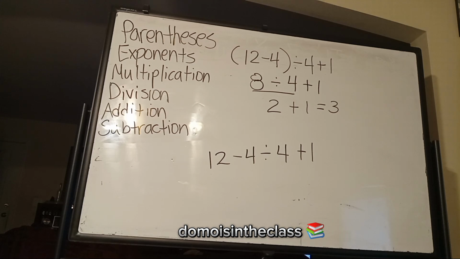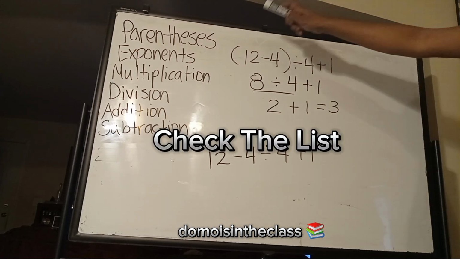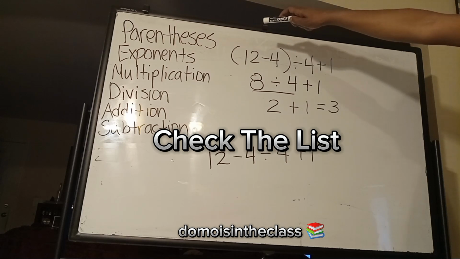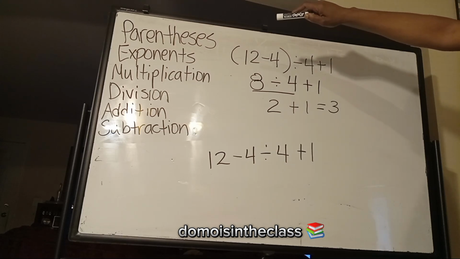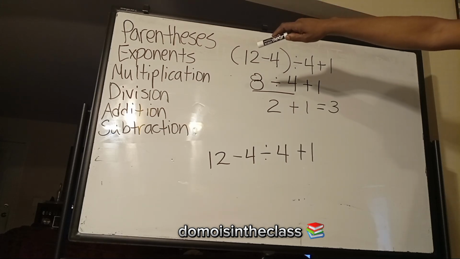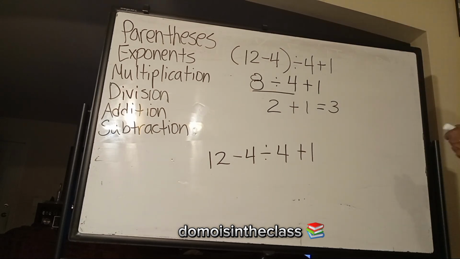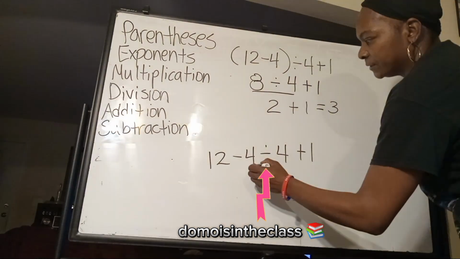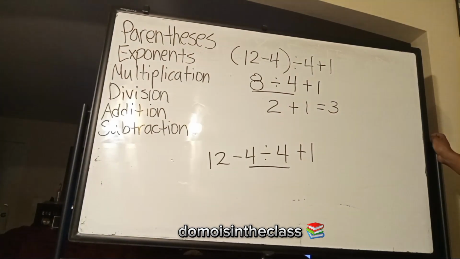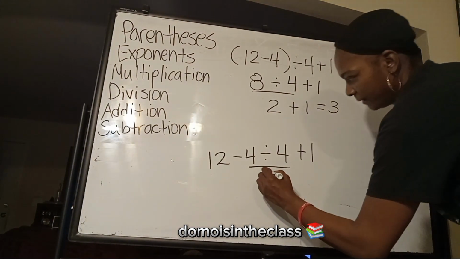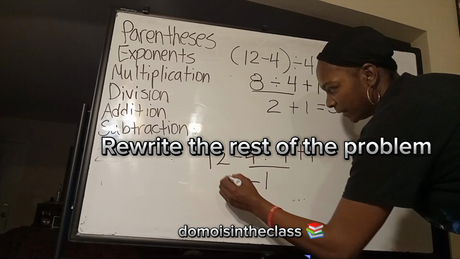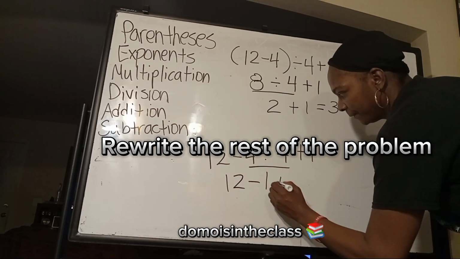All right, so we now have 12 take away 4 divided by 4 plus 1. No parentheses. So we just check our list. We don't have parentheses. We don't have exponents. We don't have multiplication. We do have division. So that's what we have to do first. So we're going to do 4 divided by 4, which is how much? 1. Exactly. 1. So we put our take away 12 in front and our plus 1 behind.